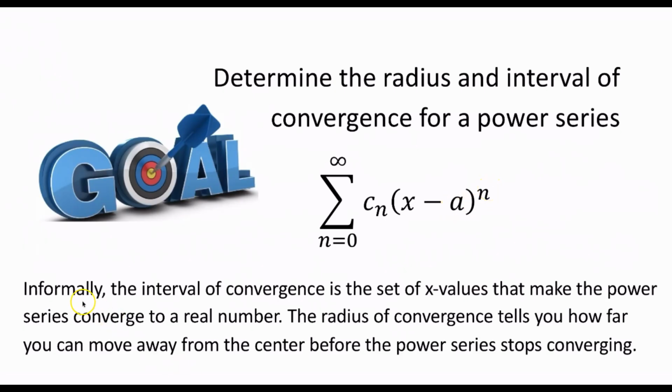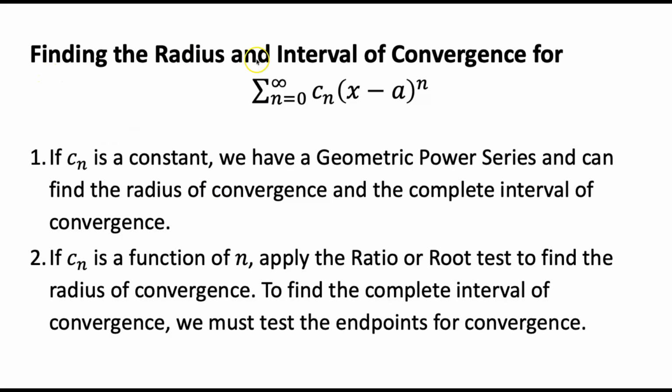And let's go ahead and recall that informally, the interval of convergence is the set of x values that make the power series converge to a real number. And the radius of convergence tells you how far you can move away from the center before the power series stops converging. Finding the radius and interval of convergence for a power series can be broken down into two separate types. First, if c sub n is constant, we have a geometric power series and can find the radius of convergence and the complete interval of convergence.